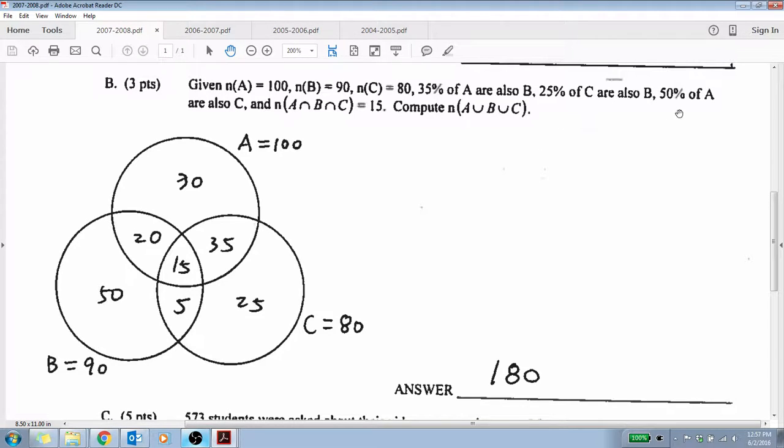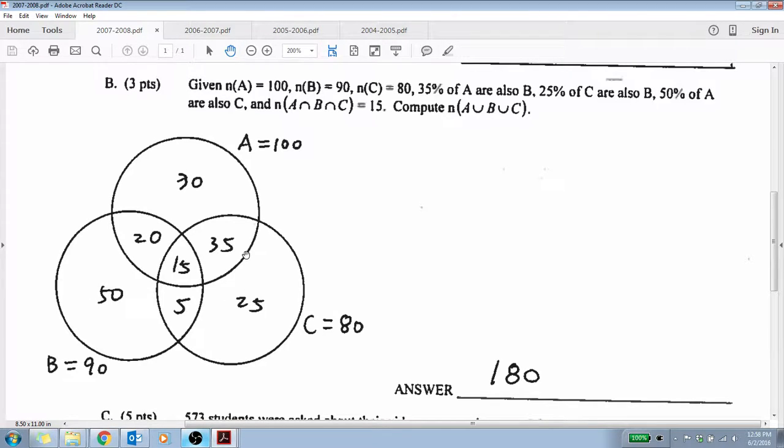Do the same thing again for the next part. 50% of A are also C. So half of A would be 50 are also in C. So where A and C intersect would be right here. And this adds to be 50. This is already 15, so this would have to be 35. So then we can figure out the remaining, this part here, this here, and then this right here.